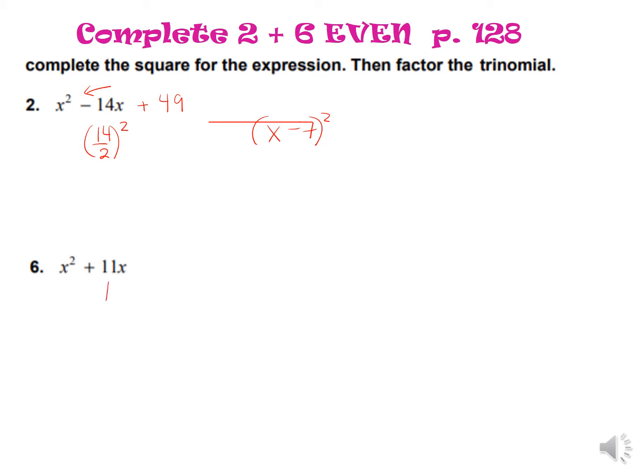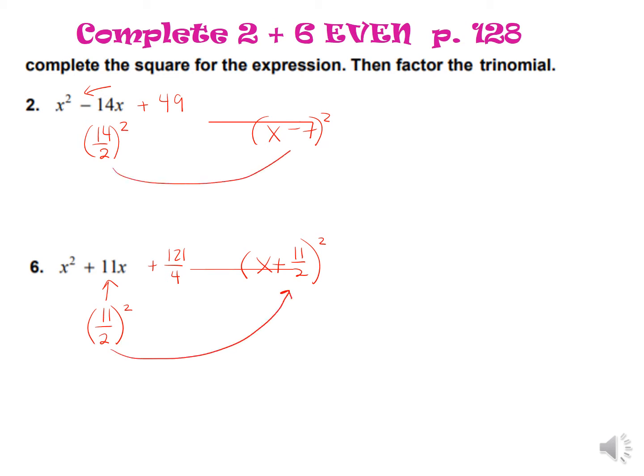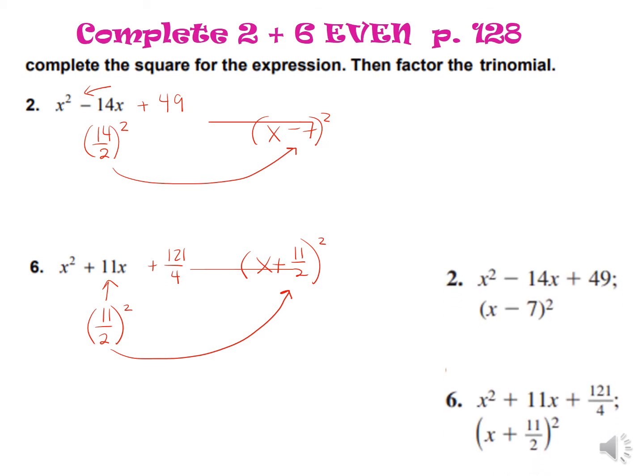Okay, down here, identify your b. It's 11 divided by 2. We're going to square that. We're going to add 121 over 4. When we factor it, it's x plus 11 over 2 squared. Okay, notice that this number matches the factor that is in your parentheses. And there's your answers.